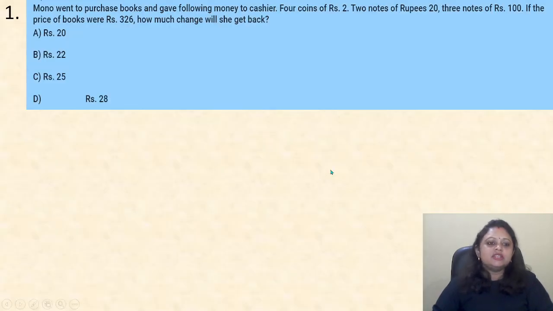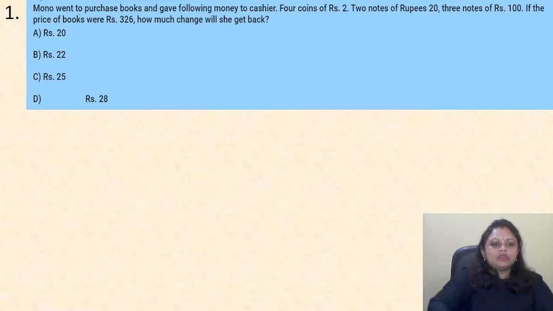Our first question: Mono went to purchase books and gave the following money to the cashier: 4 coins of rupees 2, 2 notes of rupees 20, 3 notes of rupees 100. If the price of the books was rupees 326, how much change will she get back? Option A, rupees 20, B, rupees 22, C, rupees 25, D, rupees 28.